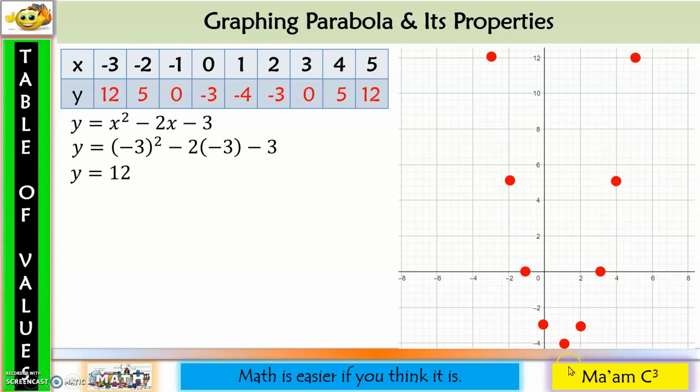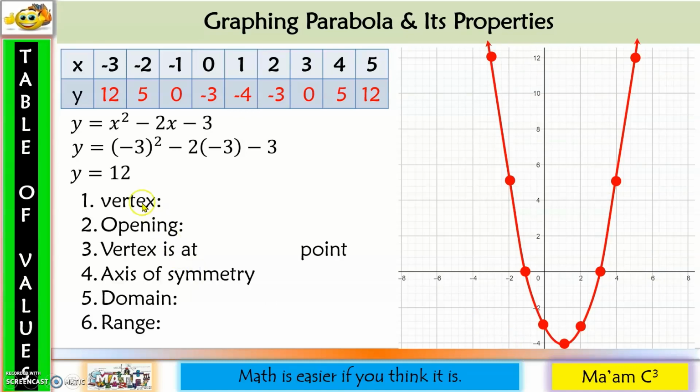You can easily see now the behavior of our parabola. Let us now graph our parabola. It's time to determine the properties. For the vertex, that is the turning point. So here is our vertex. This is actually the lowest y value. So if you take a look at your y values, the lowest value is negative 4. So your vertex is (1, negative 4).